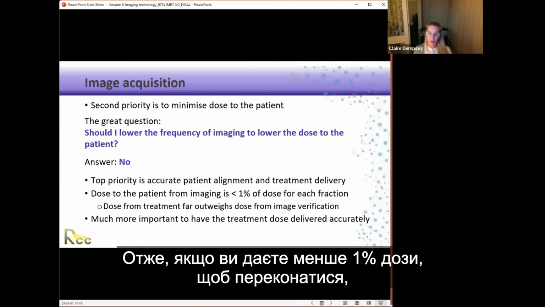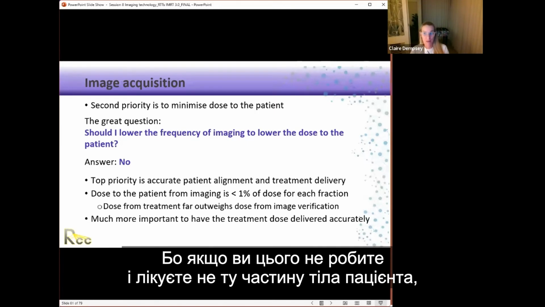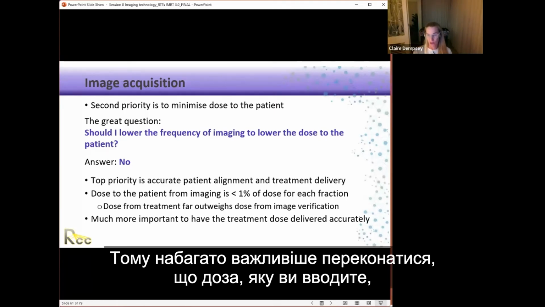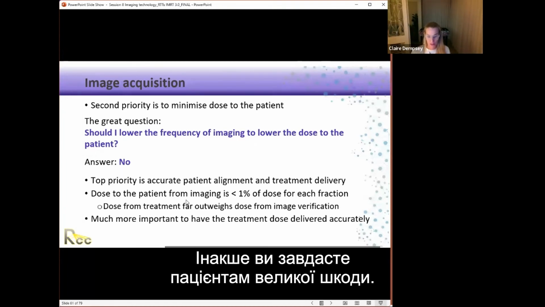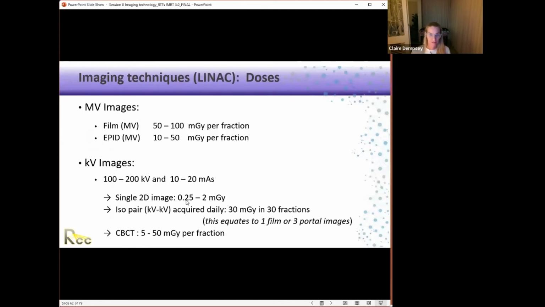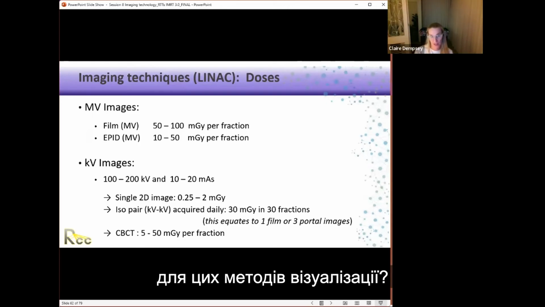So if you're giving less than 1% of the dose to verify the patient's in the right position, that's great. Because if you don't do that and you treat the wrong part of the patient, that's really bad. It's more important to make sure that the dose you are delivering is being delivered to the right position in the patient. Otherwise, you're going to do a lot of damage to your patients. So in terms of doses, what kind of doses do we actually give for these imaging techniques?